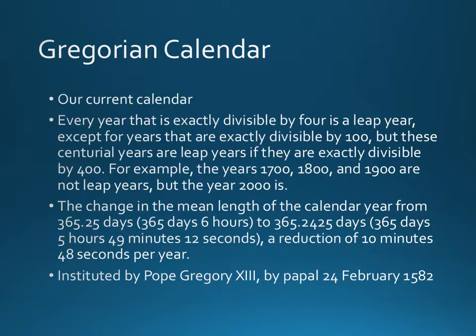Every year that is exactly divisible by 4 is a leap year, except for years that are exactly divisible by 100. But these centennial years are leap years if they are exactly divisible by 400. For example, the years 1700, 1800, and 1900 were not leap years, but the year 2000 was.